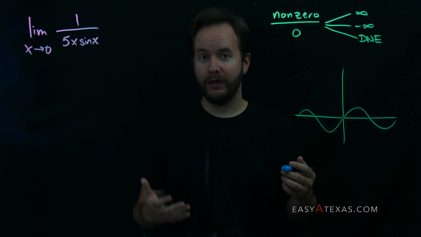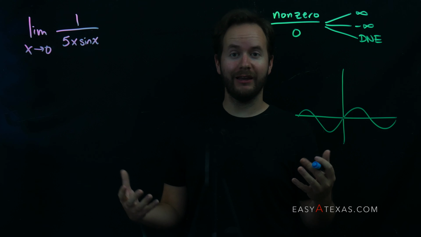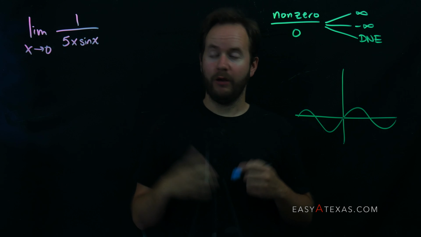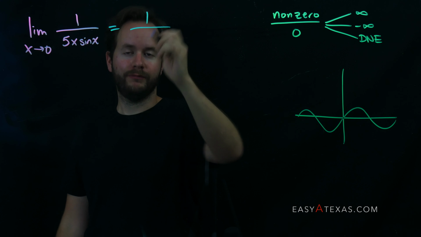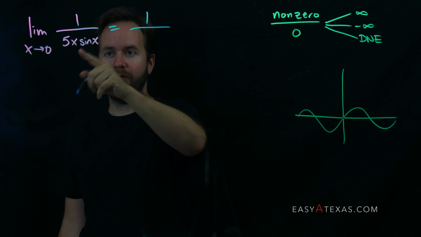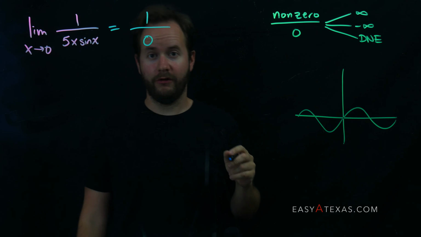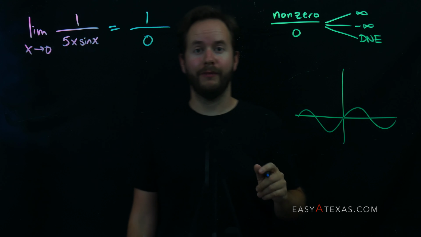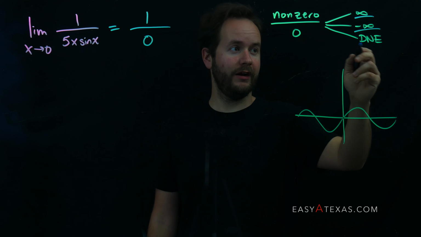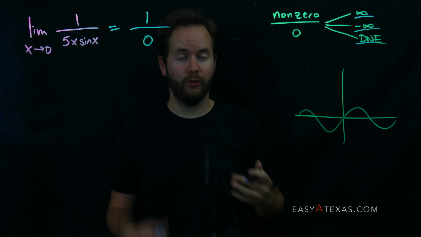As with any algebraic limit, 99% of the time you're just going to plug in the value of x we're given into the limit. And when I do, I get 1 over 5 times 0, well, anything times 0 is 0. So 5 times 0 times sine of 0, that's all just 0. This gives me a special form I like to call non-zero over 0, in which case my answer is either infinity, negative infinity, or does not exist, and it's up to us to determine which.